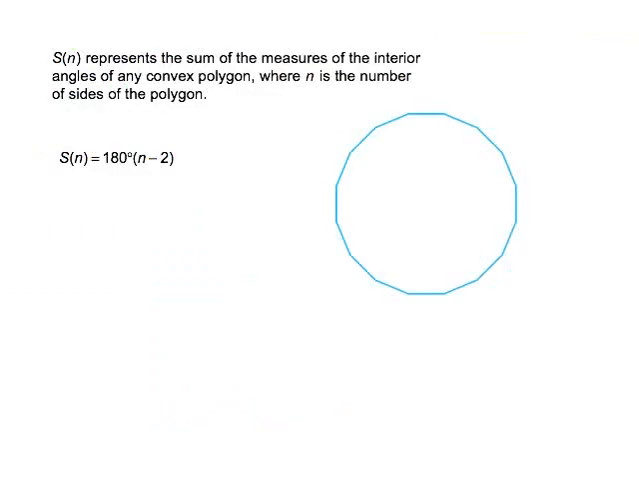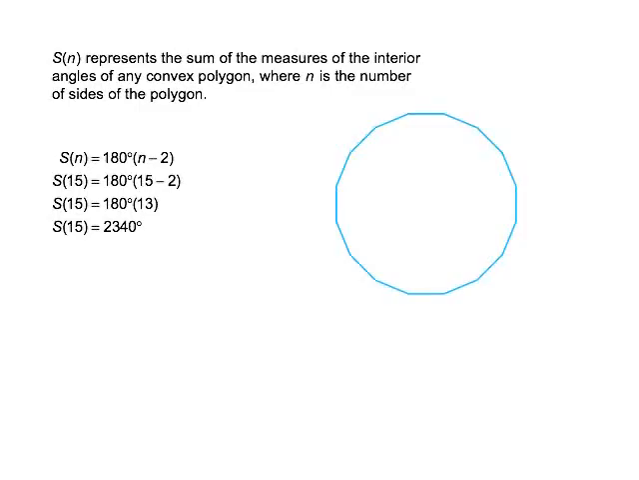I sketched a regular pentadecagon. Then I wrote the expression for the sum of the measures of all the interior angles of any convex polygon. A pentadecagon is a convex polygon that has 15 sides, so n equals 15. The sum of the measures of the interior angles is 2,340 degrees.